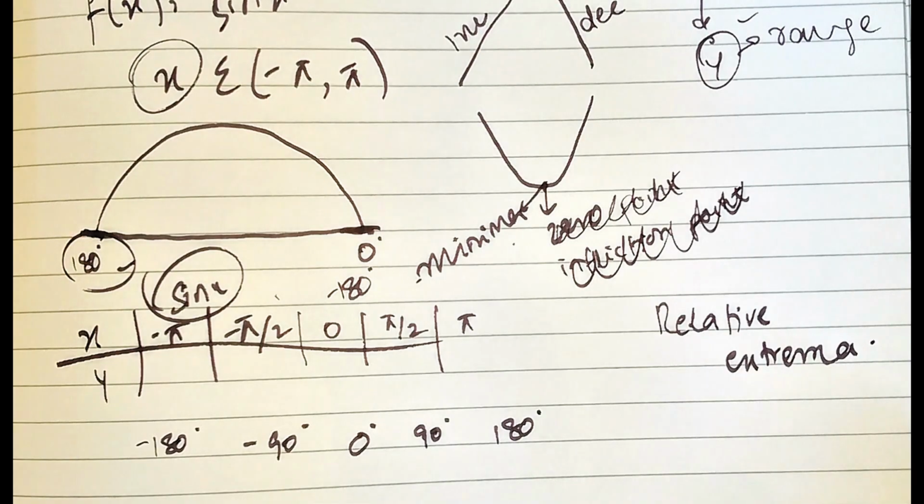What is the value of sine at negative pi? What is the value of sine at negative 180 degrees? At 180 degrees, the value of sine is 0. What will be the value at negative 180? Of course, it will be 0.